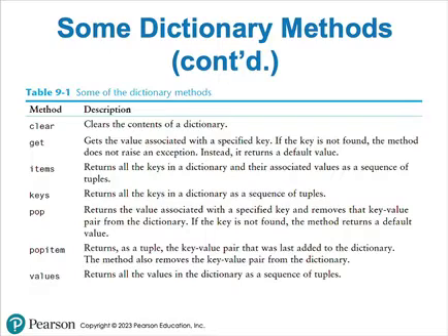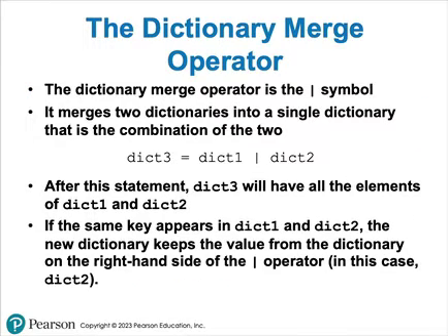So the next topic that we talk about in this chapter is merging things, or the merge operator. And for dictionaries, the merge operator is what people would call the vertical bar or the pipe symbol. If you say dictionary 1 pipe dictionary 2, it is going to combine those two into a new dictionary, and in this case we'll store that new dictionary in dictionary 3.